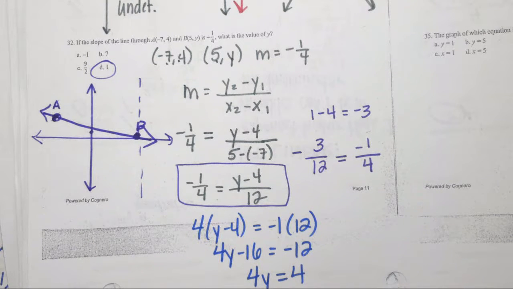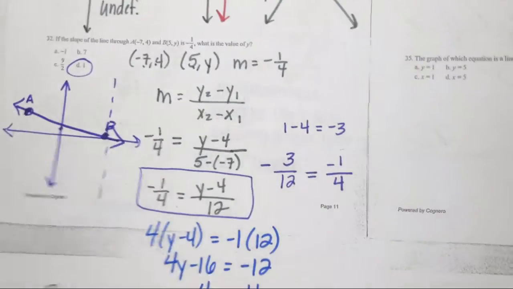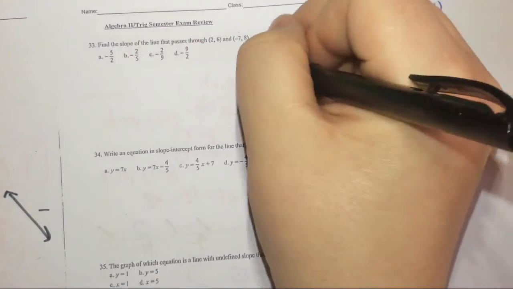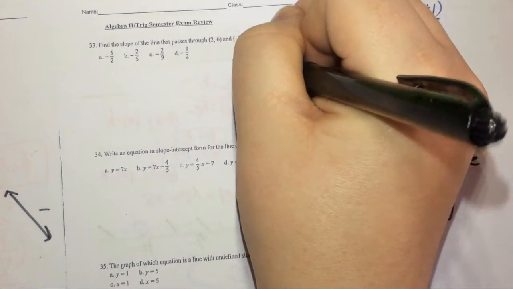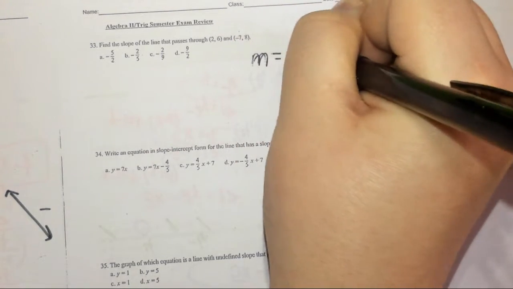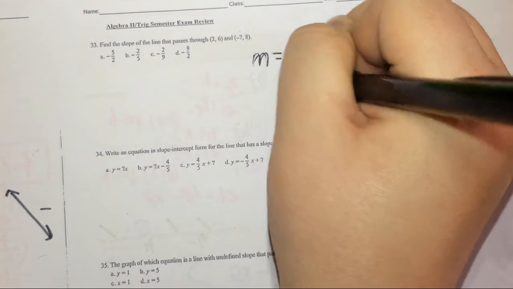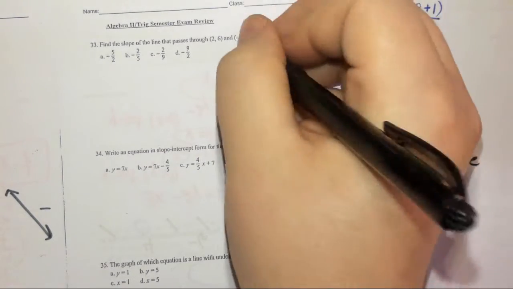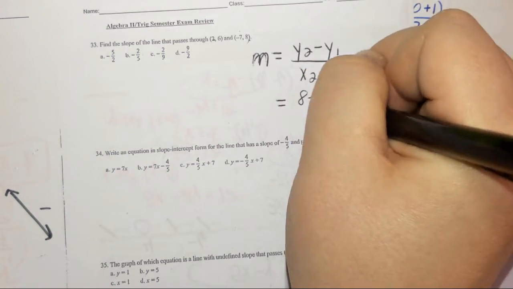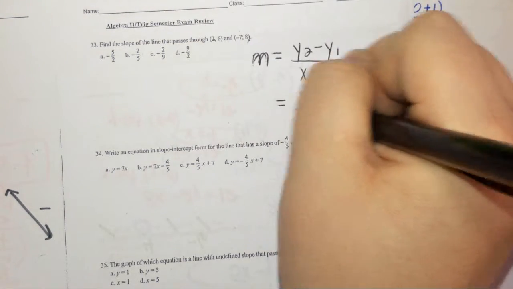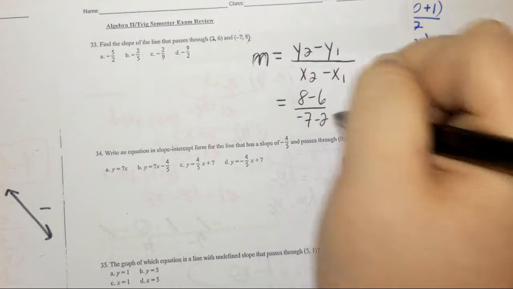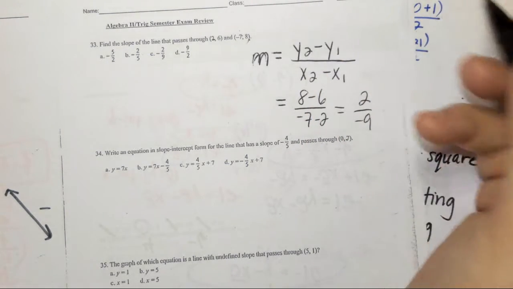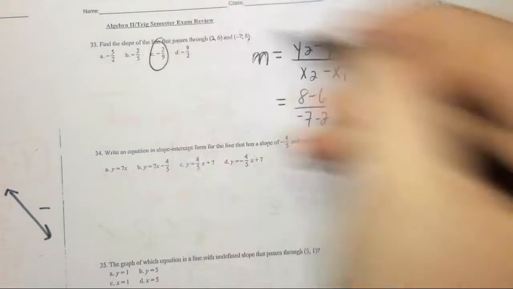Any questions about 32? Okay, 33. Gotta find the slope. Slope is y2 minus y1 over x2 minus x1. So in our case, 8 minus 6 over negative 7 minus 2. So we get 2 over negative 9. Gilberto, you said it first, so you get the point. It is C.